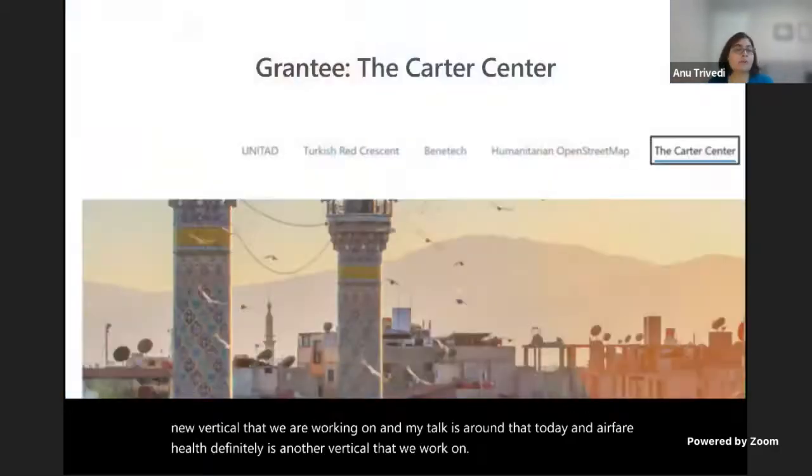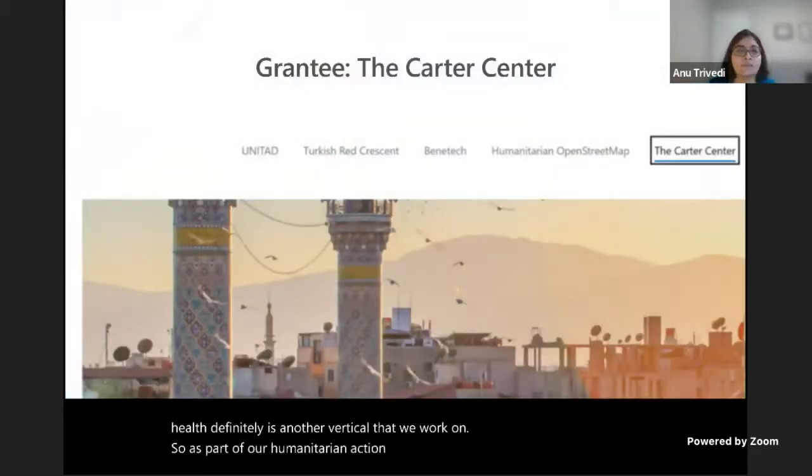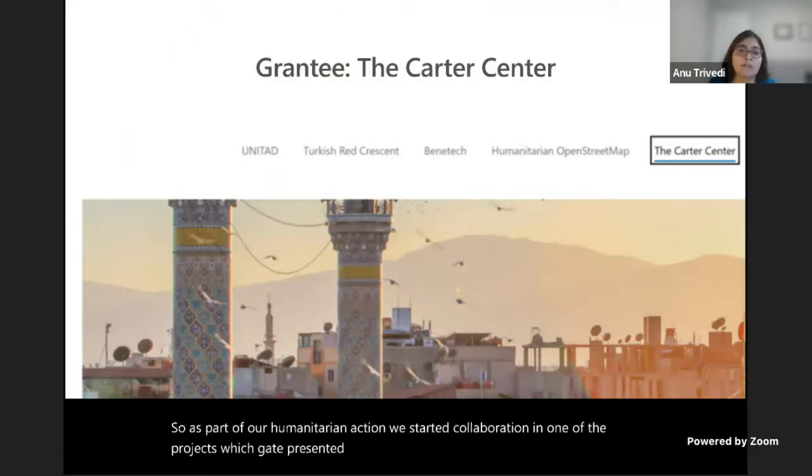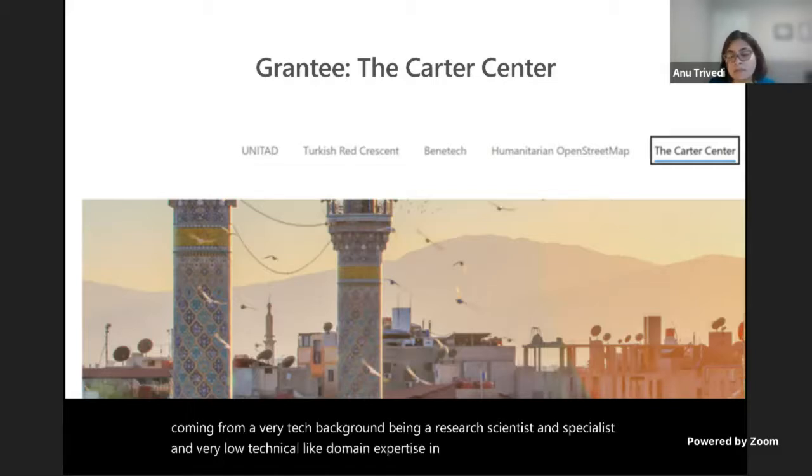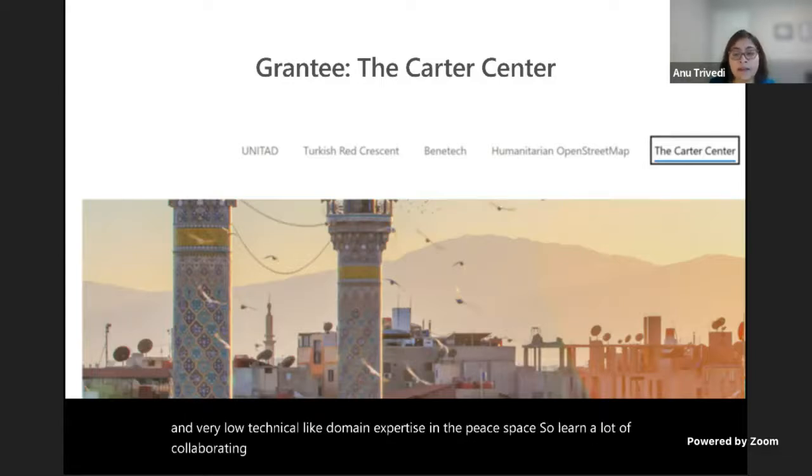So as part of our humanitarian action, we started a collaboration in one of the projects which Kate presented today. But we learned a lot in the process. I was coming from a very tech background, being a research scientist and an ML specialist, with very low domain expertise in the peace space. So I learned a lot collaborating with the Carter Center, and we took the collaboration forward.